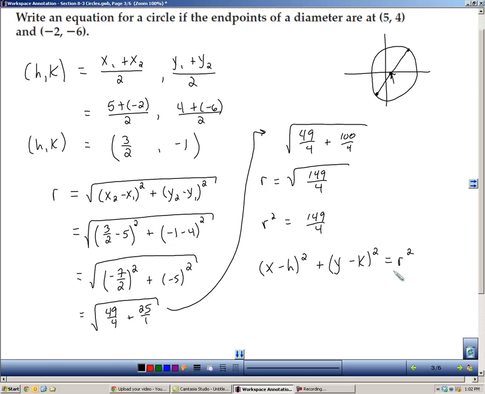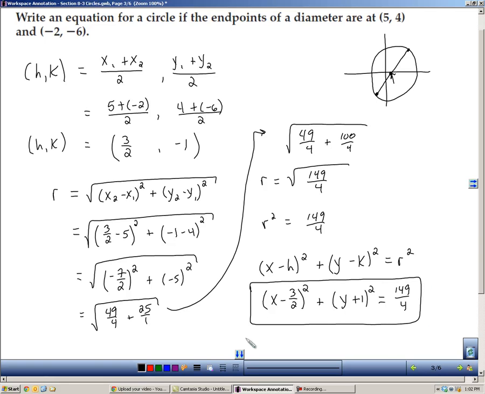So here we have the general form for the equation of a circle. I need h, k, and the radius. Well, I have my h, which is 3/2. And I have my k, which is -1. So when we subtract -1, this is going to be a +1. And we know that r squared is 149 over 4. So this is the equation of the circle that has the endpoints on the diameter at (5, 4) and (-2, -6).